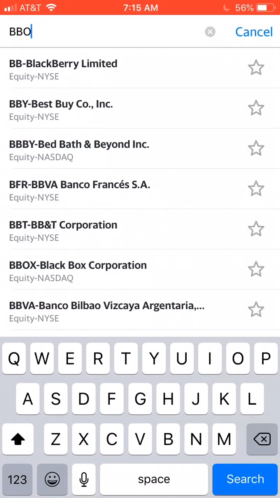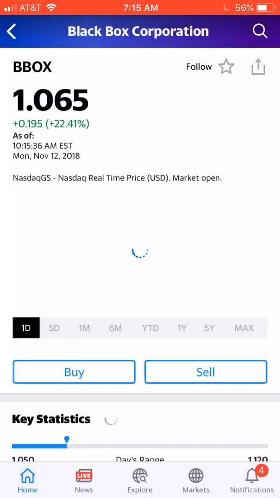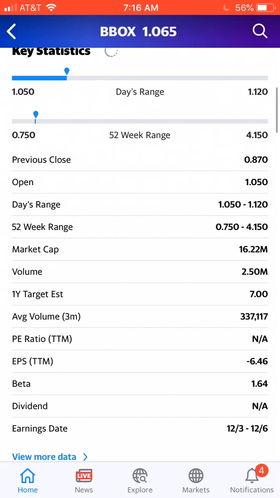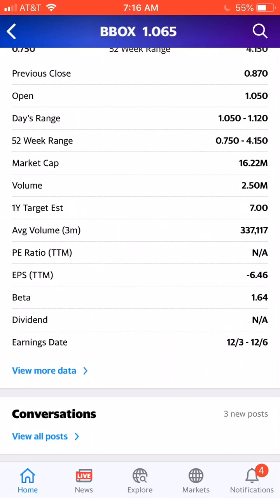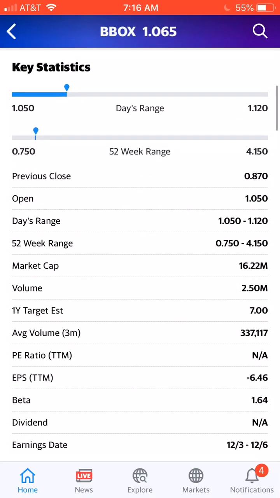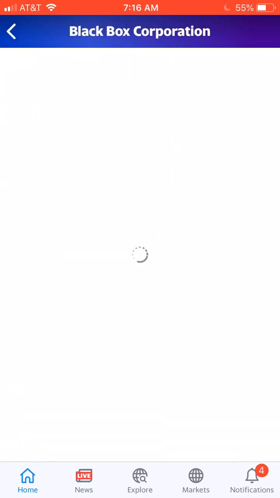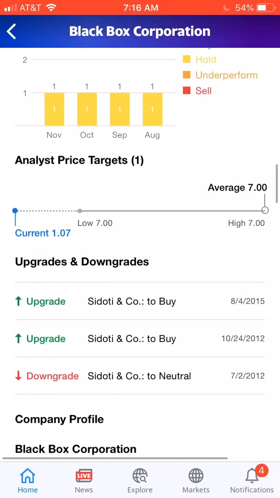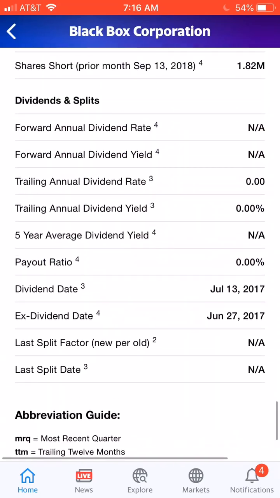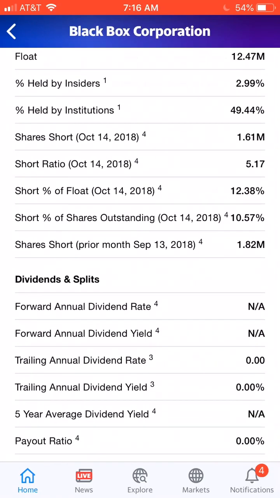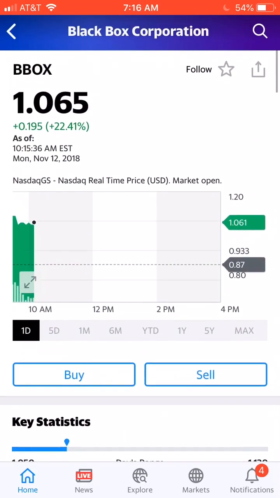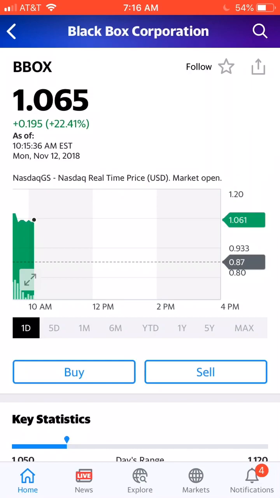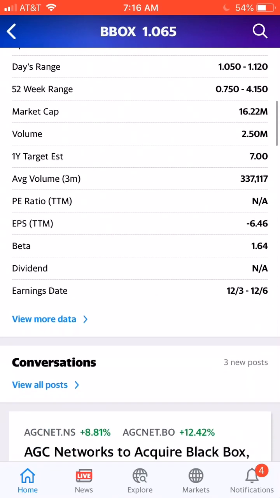So now I'll go to Yahoo. And I'll look up BBOX. I will type in that ticker, and now I scroll down because I want to check the float. I want a float under 10 million, so under key statistics, I view more. I'll scroll all the way down, and let's see, the float is about 12 million. It is still pretty low, but this stock right now is just struggling to get up higher.